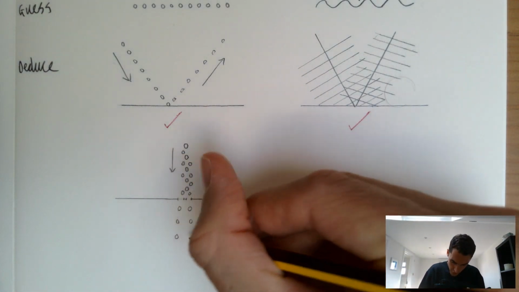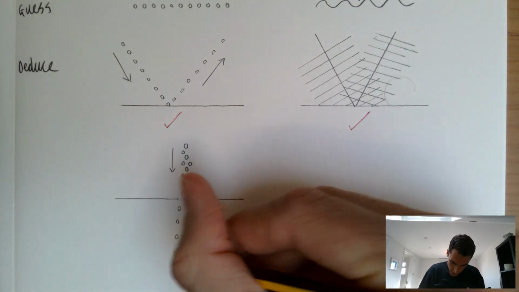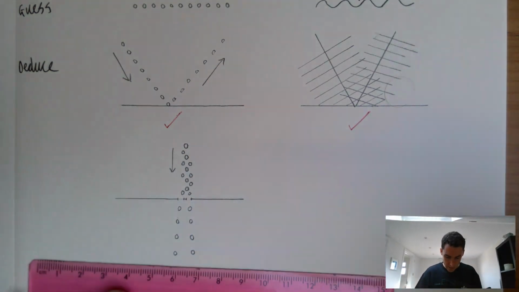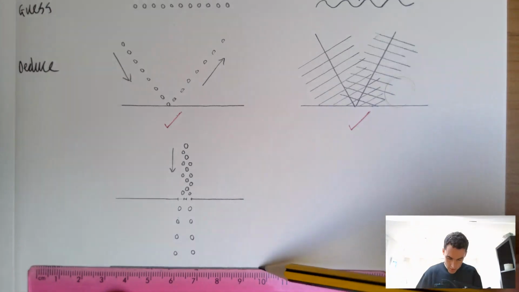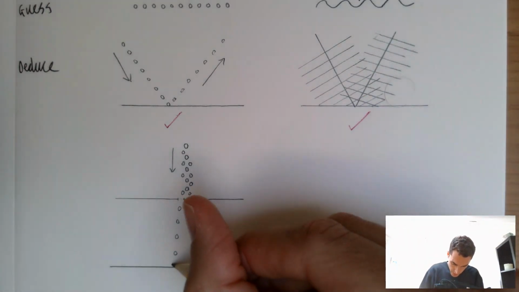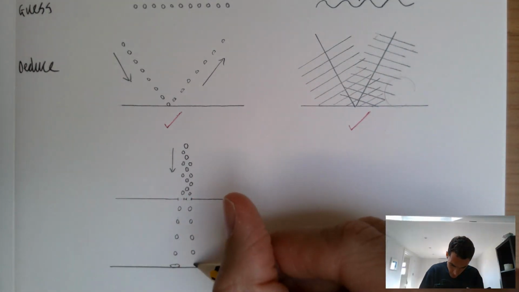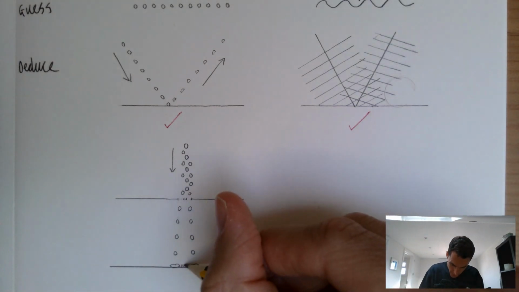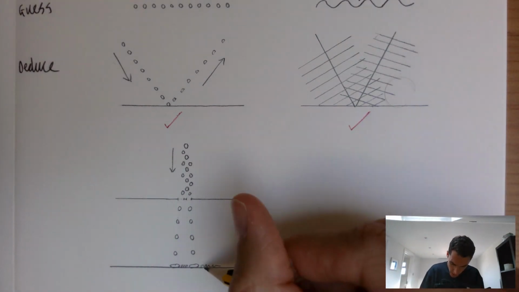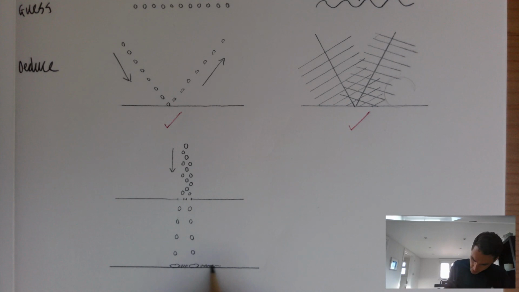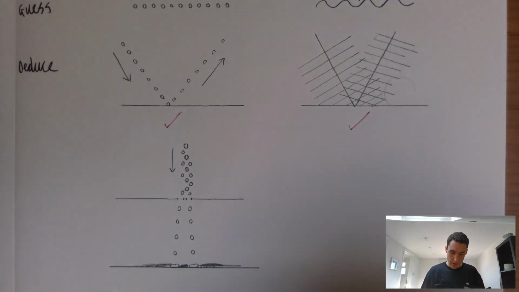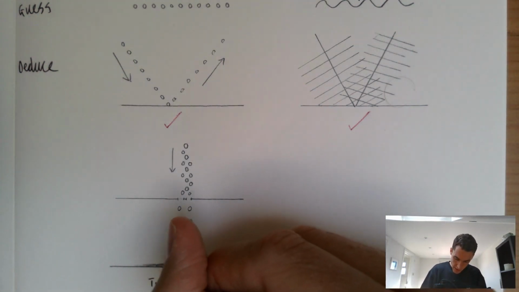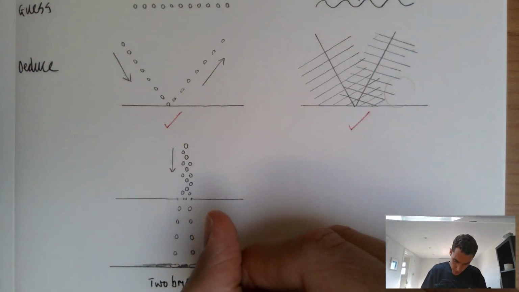So if you were to put a screen behind these two slits, what would you expect to see? You'd expect to see these two bright spots where light is landing, like that, and then the rest of it would be dark. So I'll shade this in like that. It's a bit awkward to draw, but hopefully you can see. And you might want to label that as two bright spots. That's what you'd expect if light was a particle.